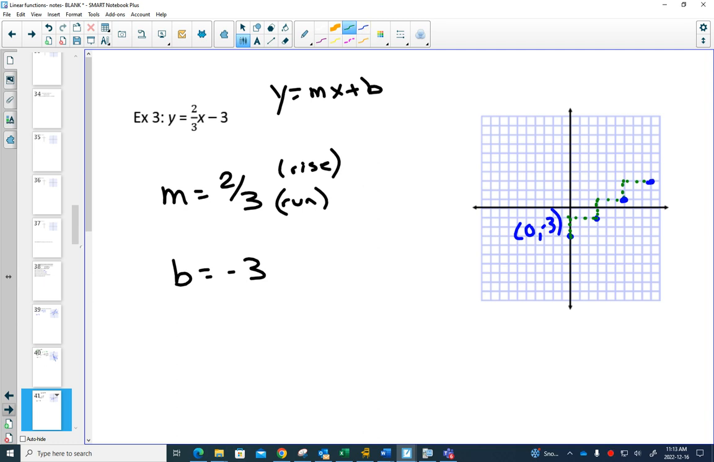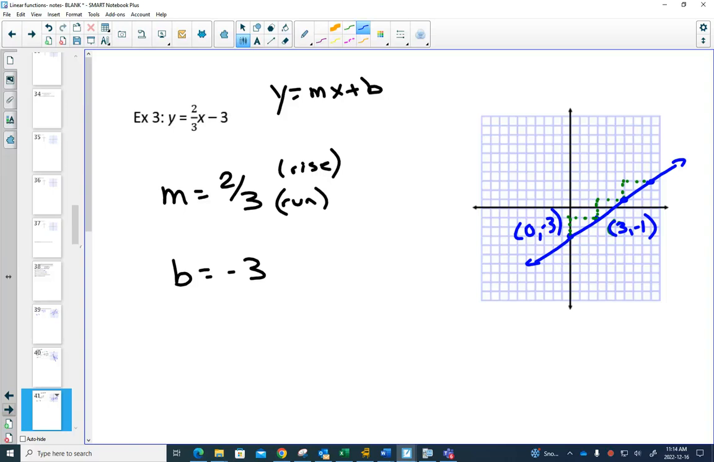How easy was it to find some more points? If I label one of these other points, this point here is 3, -1. Can I draw a straight line through all of those? Absolutely. Put arrowheads on the ends, and we've drawn our graph.